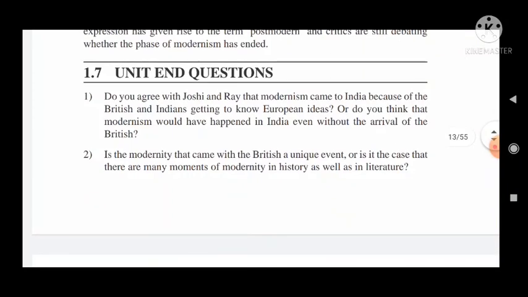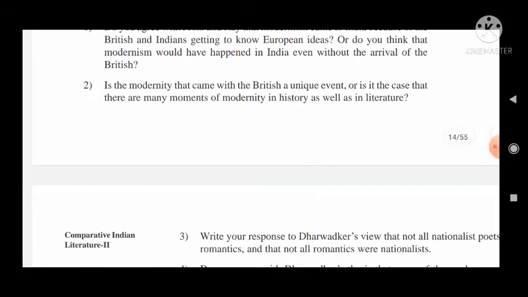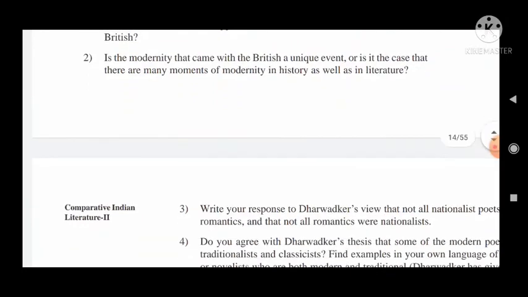Here are the unit 1 questions. Do you agree with Joshi and Ray that modernism came to India because of the British and Indians getting to know European ideas, or do you think that modernism would have happened in India even without the arrival of the British? Is the modernity that came with the British a unique event, or is it the case that there are many movements of modernity in history as well as in literature?